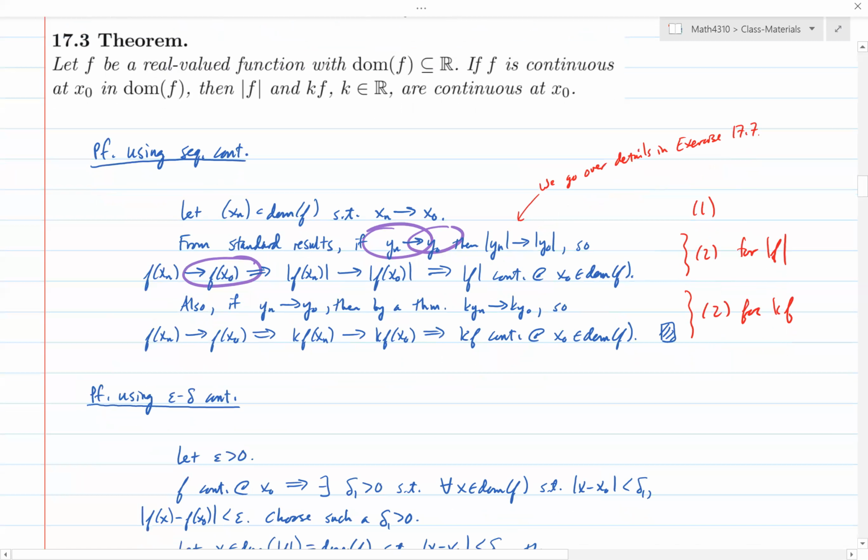Similarly for k f, we know this result, this is a limit theorem. By a theorem, k yn converges to k y naught if yn converges to y naught. And since we said f is continuous, we know that f of xn converges to f of x naught.